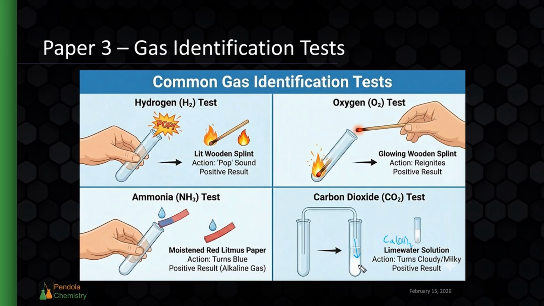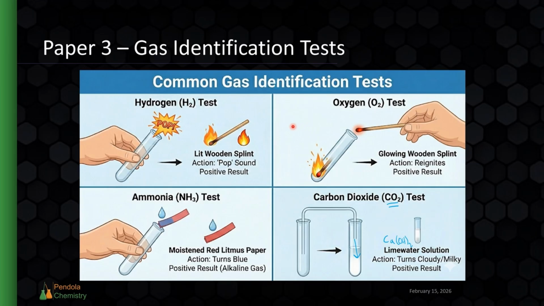if it turns milky, that's a positive test for carbon dioxide, because carbon dioxide will react with calcium hydroxide and turn milky. And that milkiness is just a precipitate that's created, a white precipitate that floats around the solution. And that's it. These are the 4 tests for gases.